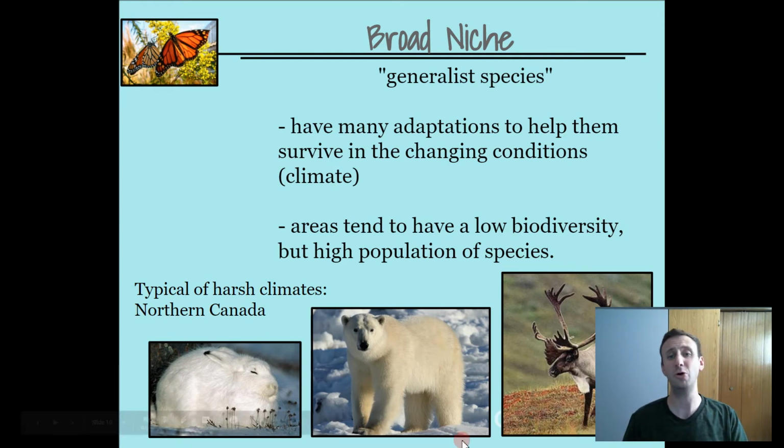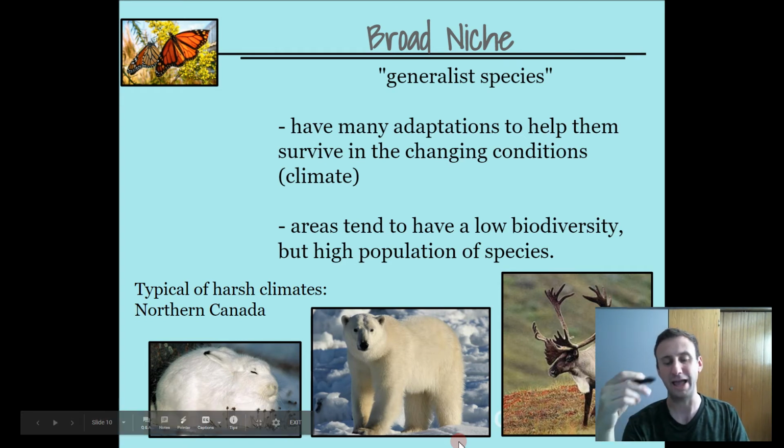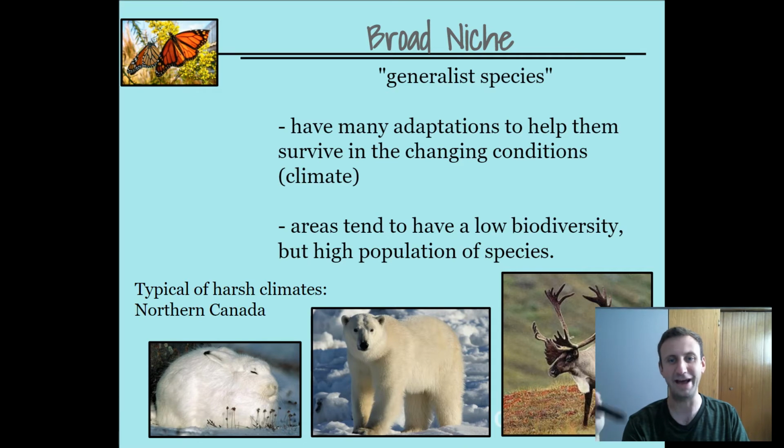What I'm trying to say here is that species that have a broad niche, that are generalists, tend to live in areas that have low biodiversity. And as a result, there are actually high populations of these generalist species. For example, the snowshoe hare would be a generalist species. It can eat a lot of different kinds of food, and there would be a lot of snowshoe hares within an area. It would have a high population.